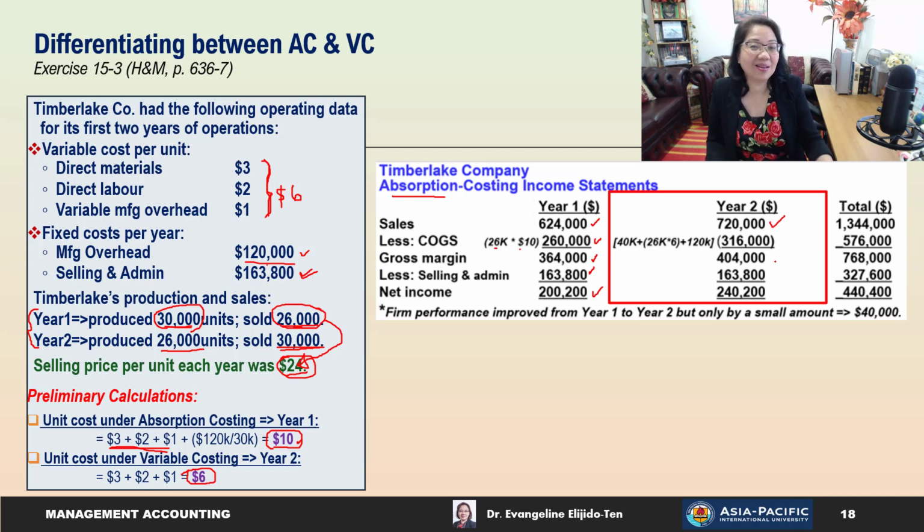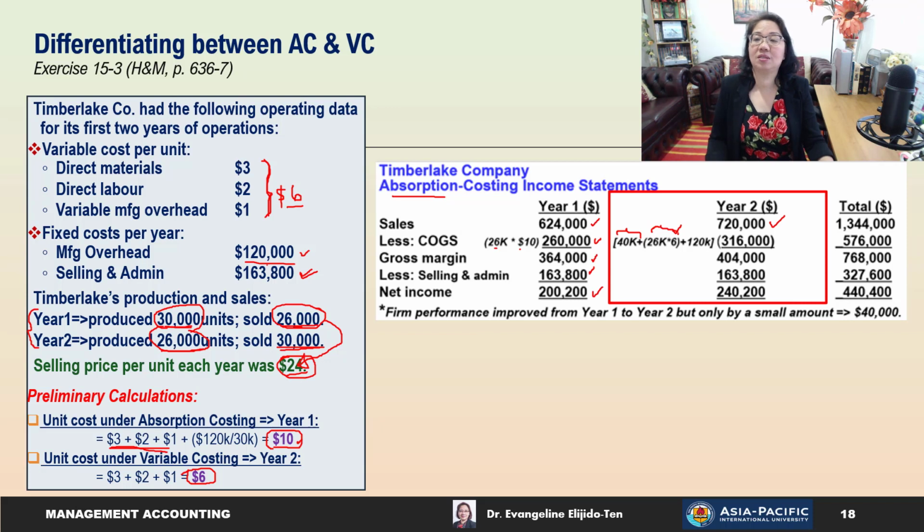Then we deduct the cost of goods sold. So the calculation of cost of goods sold in year 2 is a little bit complicated. Why is that? Well, we have left over from last year, year 1. How many? 4,000 units. At what cost? $10. So that's 4,000 times 10, $40,000. So that's that. Then in year 2, we spent the variable manufacturing cost of $6, right? So $6 times how many units did we produce in year 2? 26,000 units. So $6 times 26,000 will be that part there.